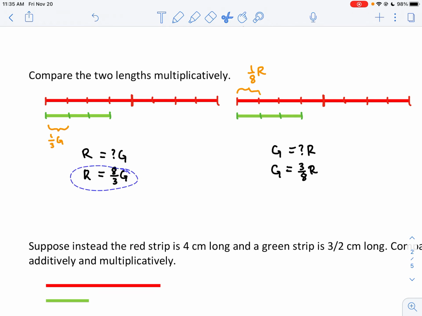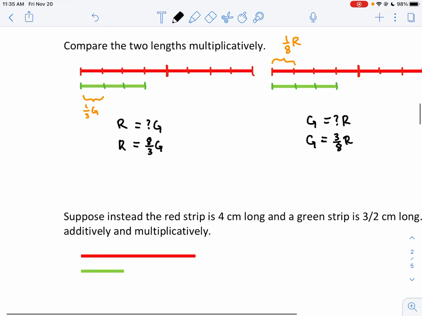And you'll notice in my answers here, there's no indication that we were ever working with feet in the first place. That's because we've reunitized. I don't care that this G used to be 3 feet. I'm now thinking that is 1G. So G is now my unit. Feet no longer matter. And in this comparison, R is my unit. Feet no longer matter. We're starting with 1R and then partitioning it and iterating a part.